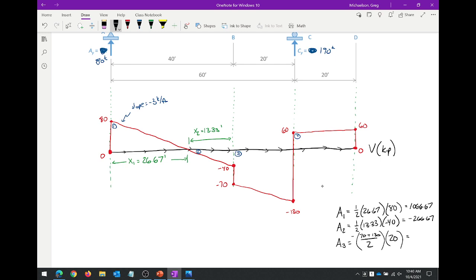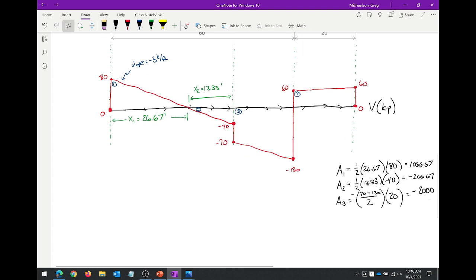It's negative. Say it again. 2,000. And here's the thing. If you don't believe me on the math, I'm going to show you something. What's the area of shape 4? It's 60 times 20. 1,200. What is that plus that plus that plus that? 0. So obviously I did something right here, right?